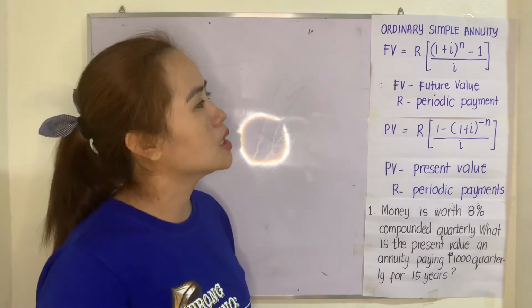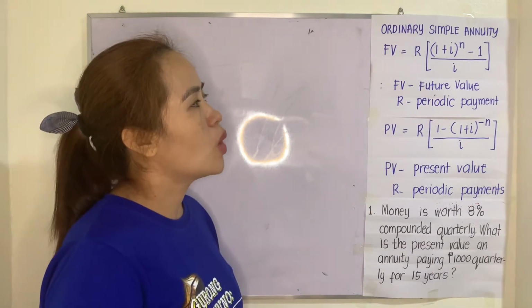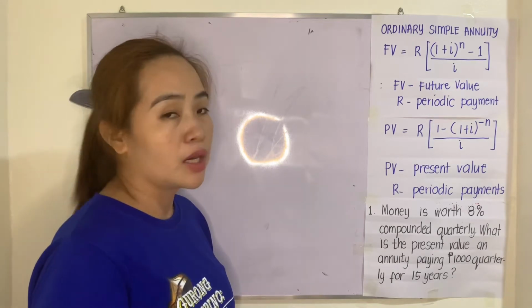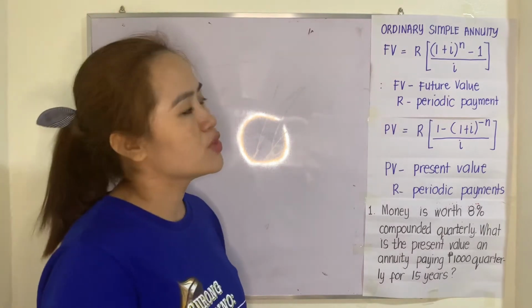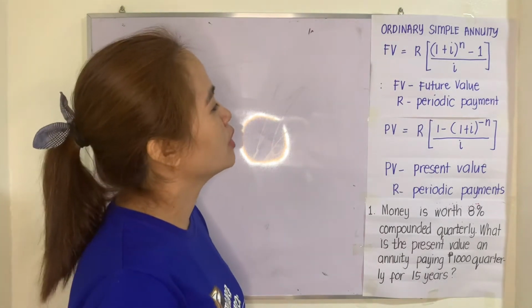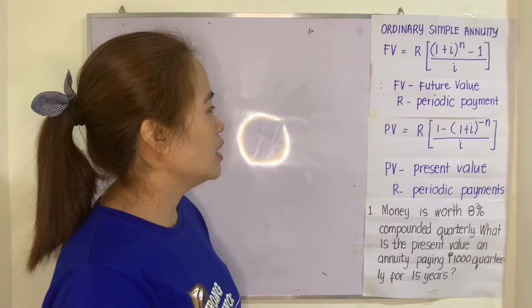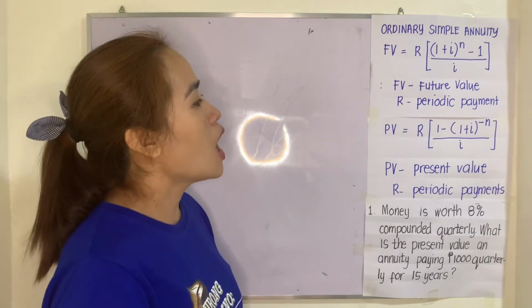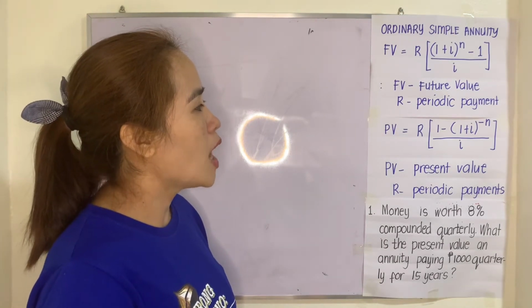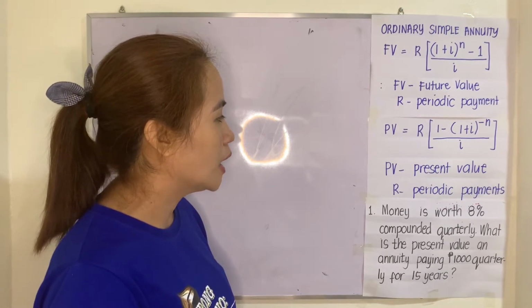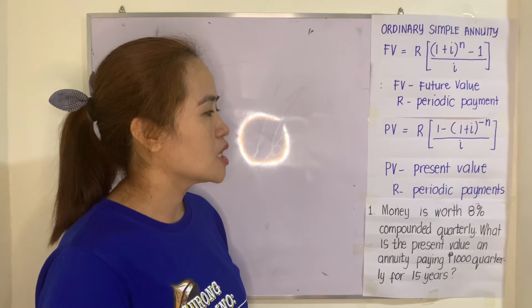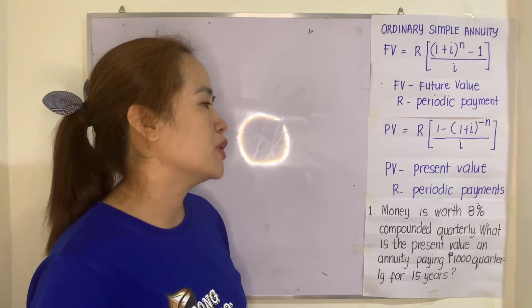FV equals R multiplied by quantity 1 plus i raised to n minus 1 divided by i, where FV is the future value and R is the periodic payment. PV is equivalent to R multiplied by 1 minus quantity 1 plus i raised to negative n divided by i, where PV is the present value and R is still the periodic payment.